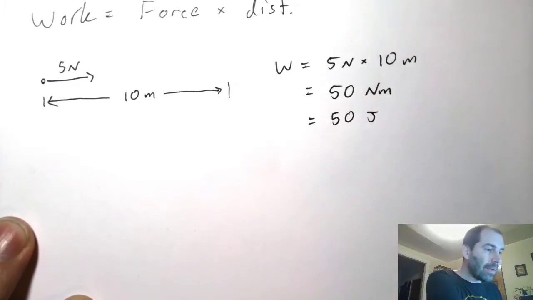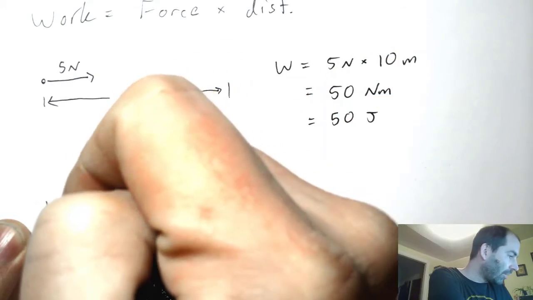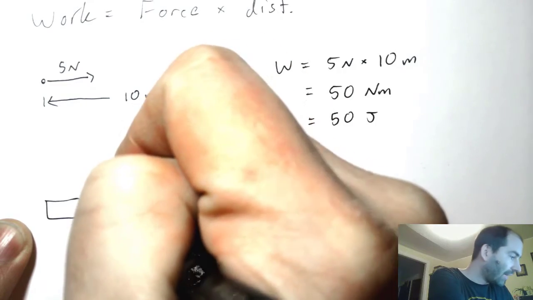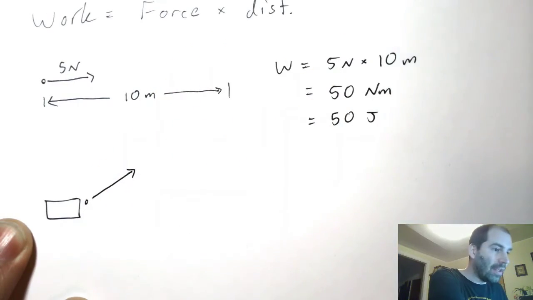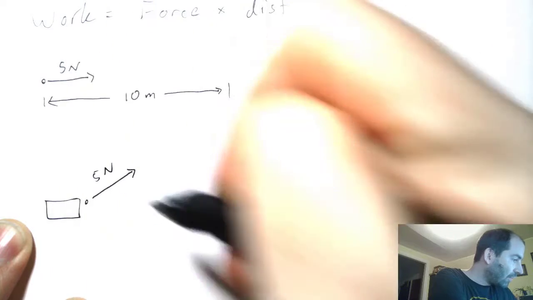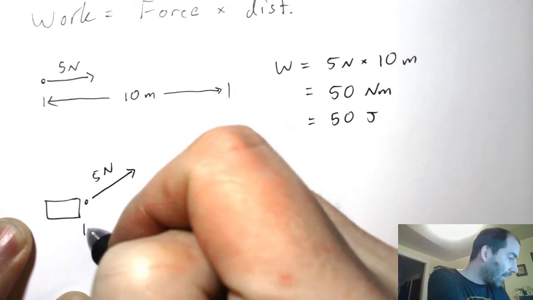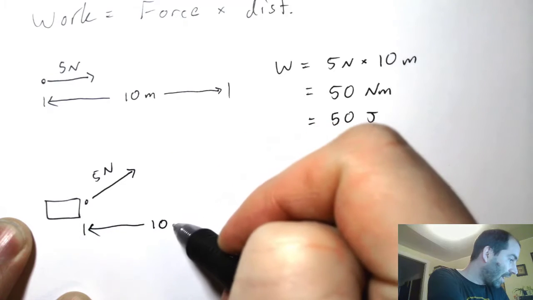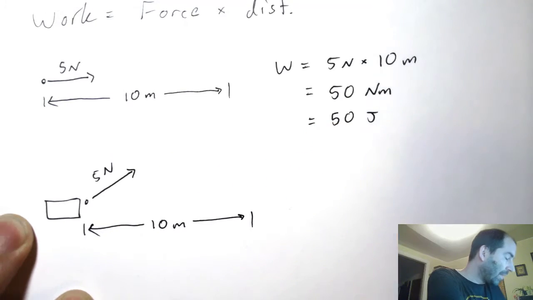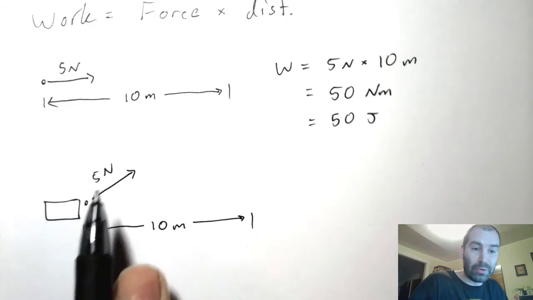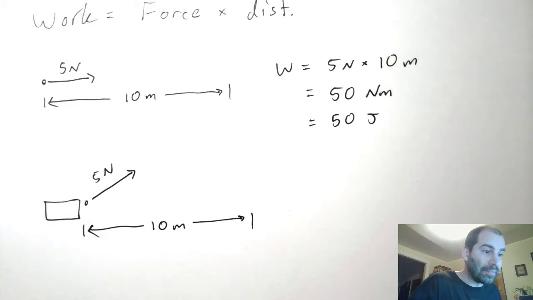Well, let's think about the case where we're pulling something, this box, and we're tugging up at it at this angle. And suppose it's a 5 Newton force up at this angle, and again, I'm going to displace this object 10 meters, okay? And I want to know how much work is done now. So we're not pulling in the direction of the motion, we're pulling somewhat at some angle.